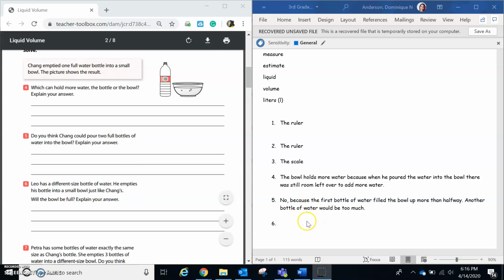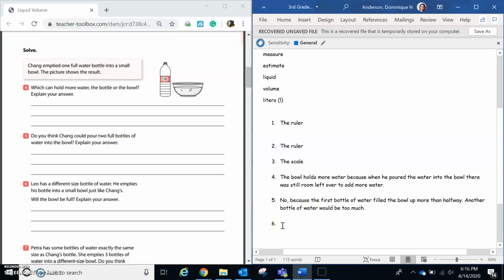No, we do not. Good job. So what we can say is, will the bowl be full? You can simply say, there is not enough information to determine if the bowl will be full.